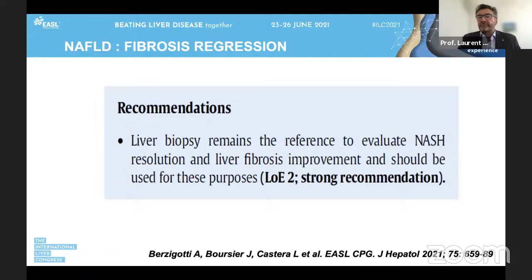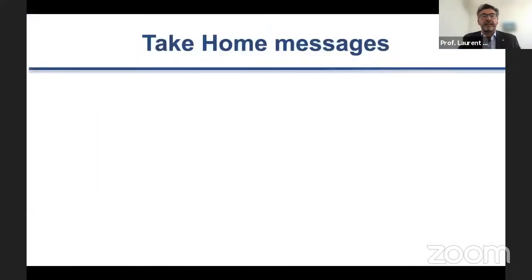Recommendations: liver biopsy remains a reference to evaluate NASH resolution and liver fibrosis improvement and should be used for these purposes. Strong recommendation. And now these are my take-home messages.